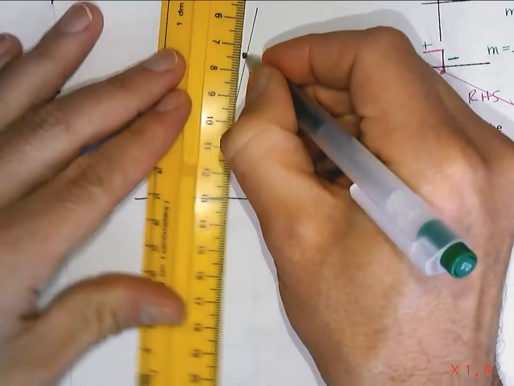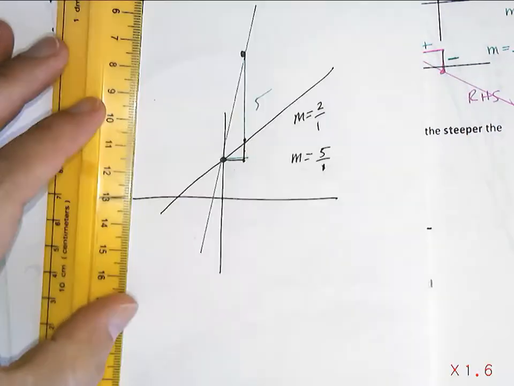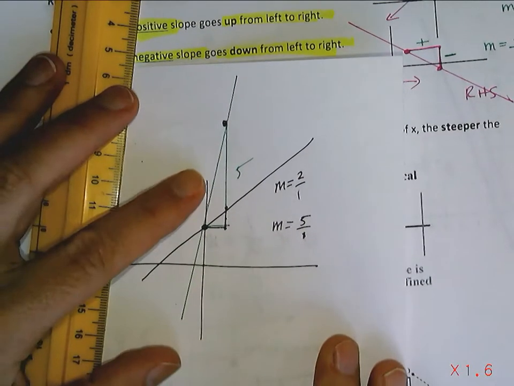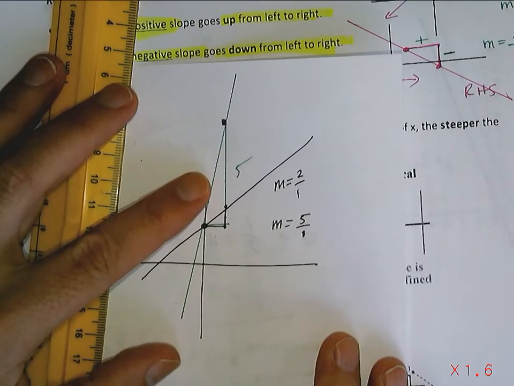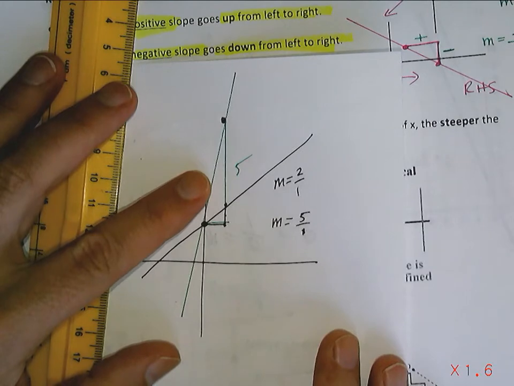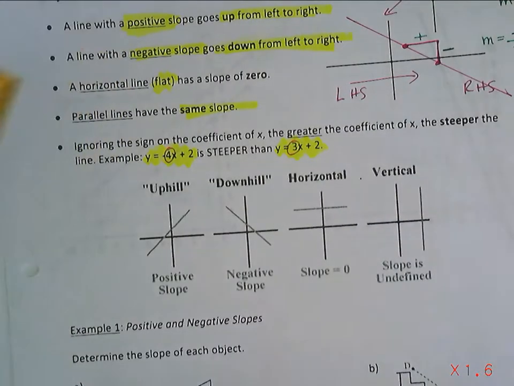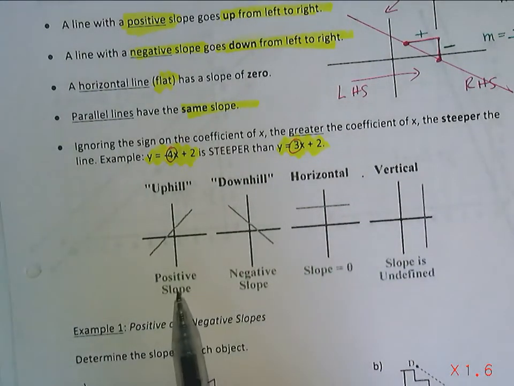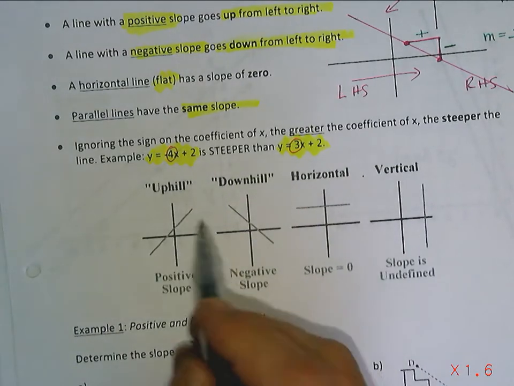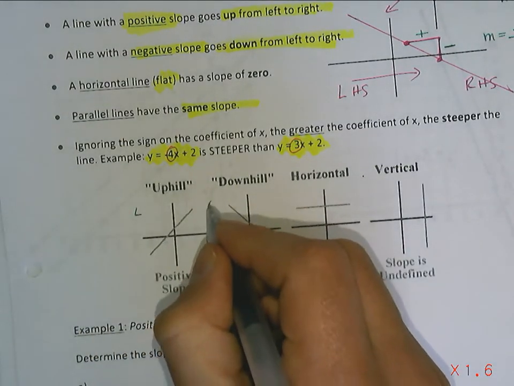Over 1, up 5 in this case. So that's a much steeper line. So the higher the value of the slope, the steeper the line. Okay, so positive slopes look like uphill slopes going left to right.